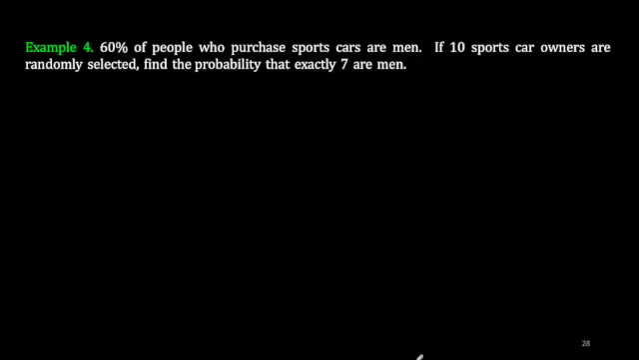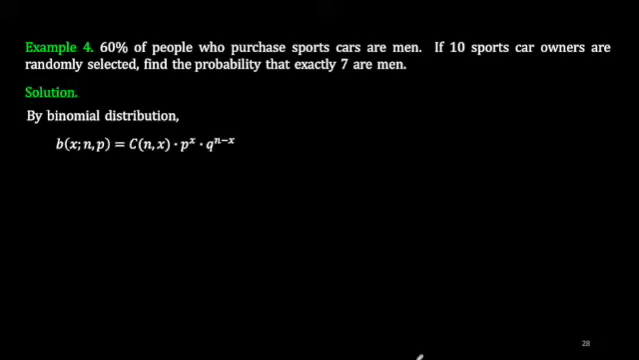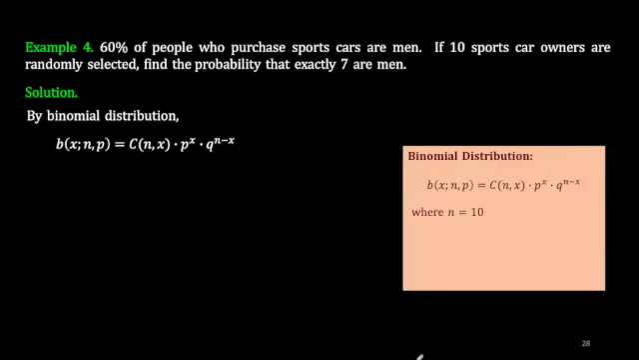60% of people who purchase sports cars are men. If 10 sports car owners are randomly selected, find the probability that exactly 7 are men. By binomial distribution, n is 10, p is 0.60 or 60%, q is 1 minus p, that is 0.40, x is 7.